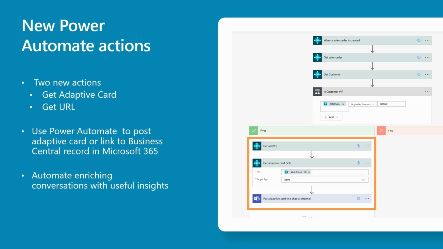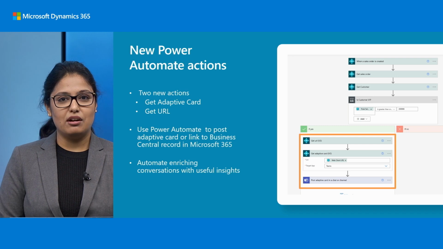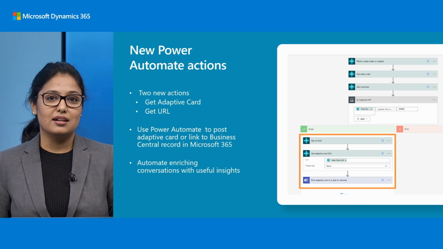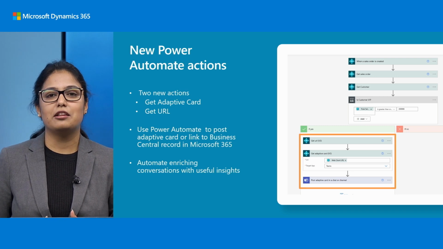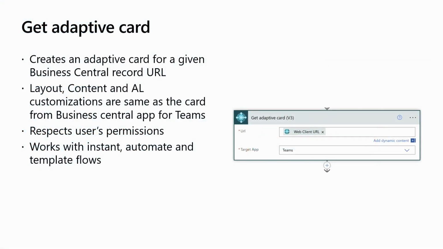In this release, we have introduced two new Power Automate actions. These actions are called Get Adaptive Card and Get URL. You can use Power Automate to post adaptive cards and Business Central links to Business Central records. Now you can automate enriching conversations with useful insights and post these cards in Teams, Outlook, or any other Microsoft 365 collaborative platform. Let's talk about the Get Adaptive Card action in detail.